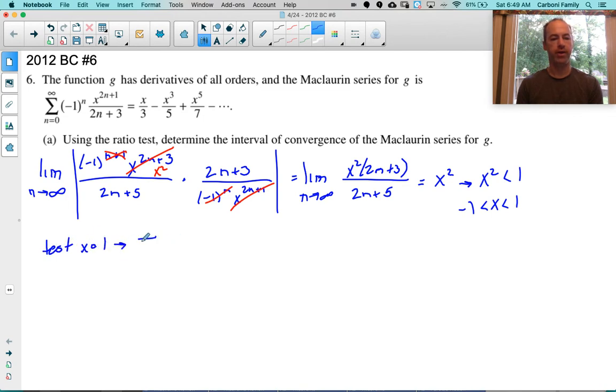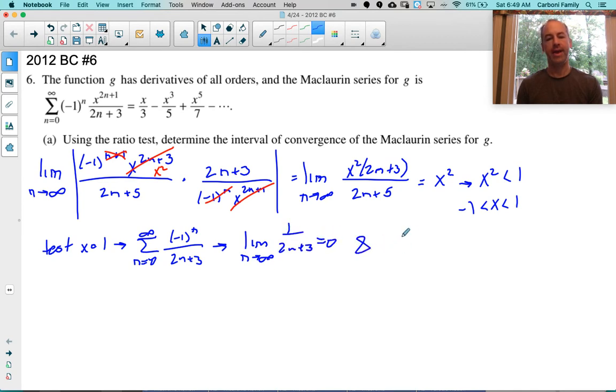And when I do that, I would have the series from 0 to infinity. If I plug in 1 for x, I'll have -1 to the n over 2n plus 3. And that will converge by the alternating series test. So I would point out that the limit as n goes to infinity of 1 over 2n plus 3 does equal 0. And you want to show that the n plus first term is less than the nth term.